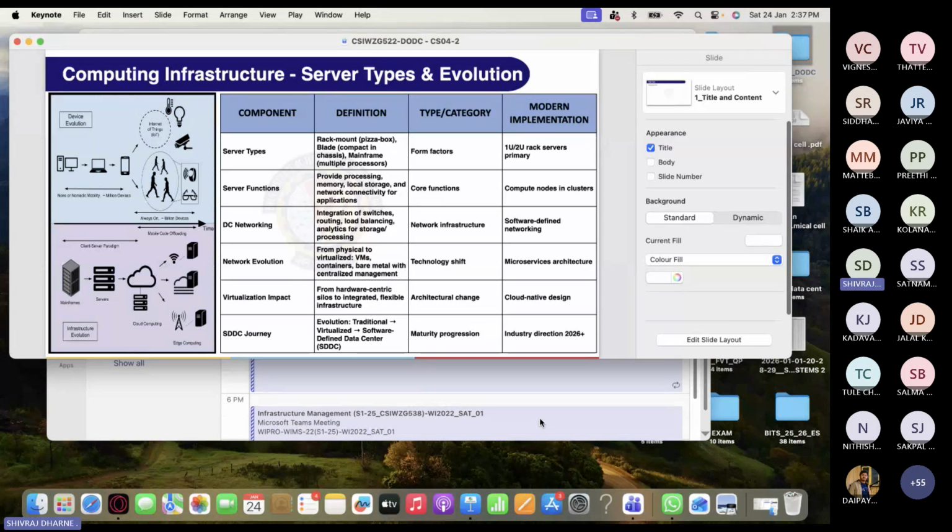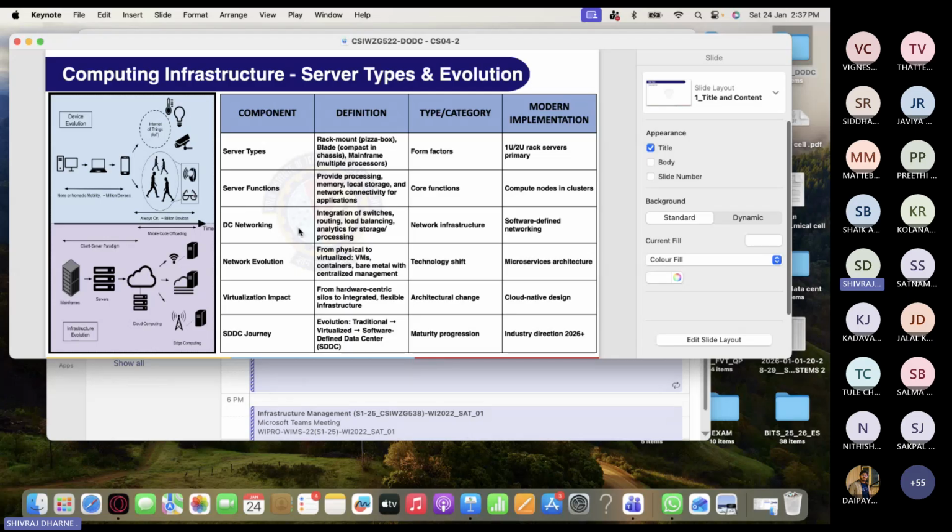So basically U means one rack unit. One U means one rack unit. It is a standard measurement of height. One U is 1.75 inches, that means 44.45 millimeters. 2U is 3.5 inches, 88.9 millimeters. So that is the rack height. That's how the 1U, 2U rack server systems are measured. Is it clear? Okay.